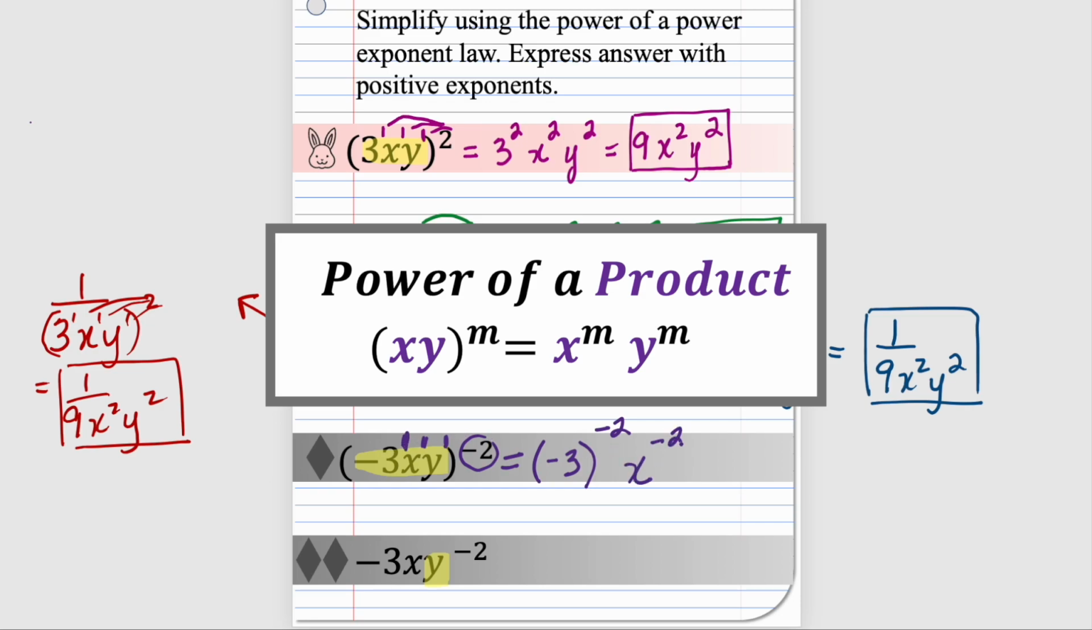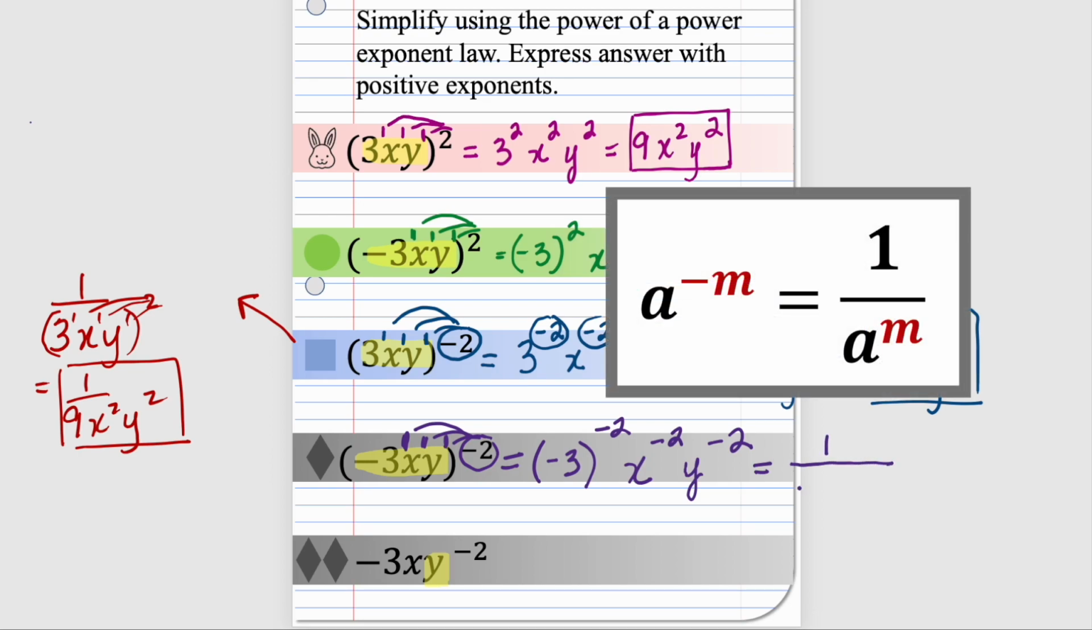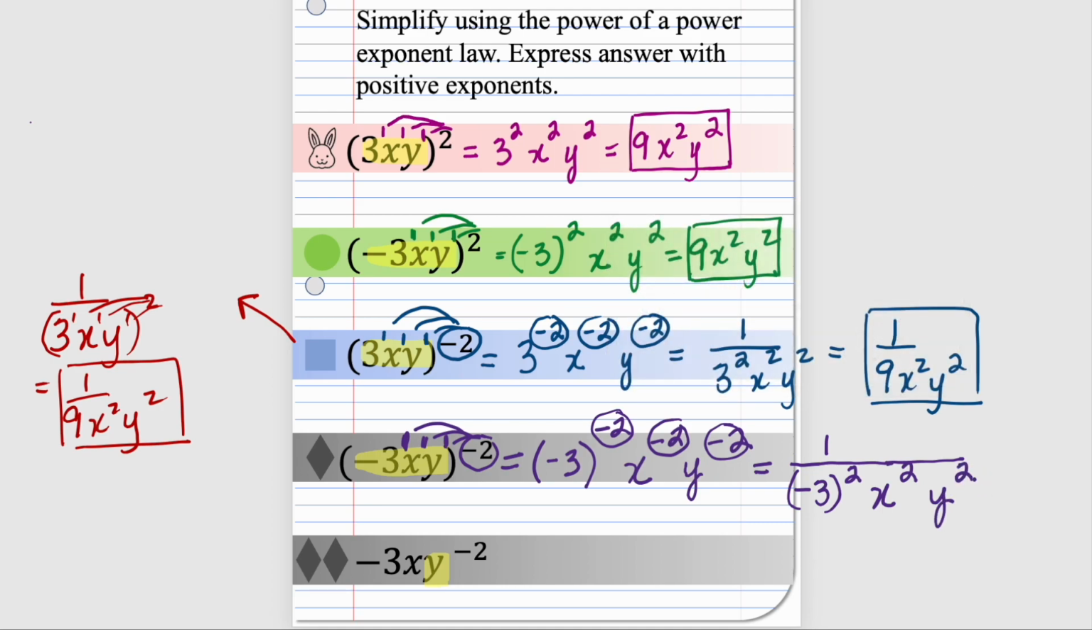X to the negative 2, y to the negative 2. We're multiplying each of these exponents inside by the negative 2. And that results in applying our negative exponent law. Negative 3 is the base. It goes down and the exponent changes to a positive right here. This one, x is the base, goes down, change to a positive, and the y to the negative 2, the base goes down and the exponent changes to a positive, which is 1 over 9 x squared y squared.